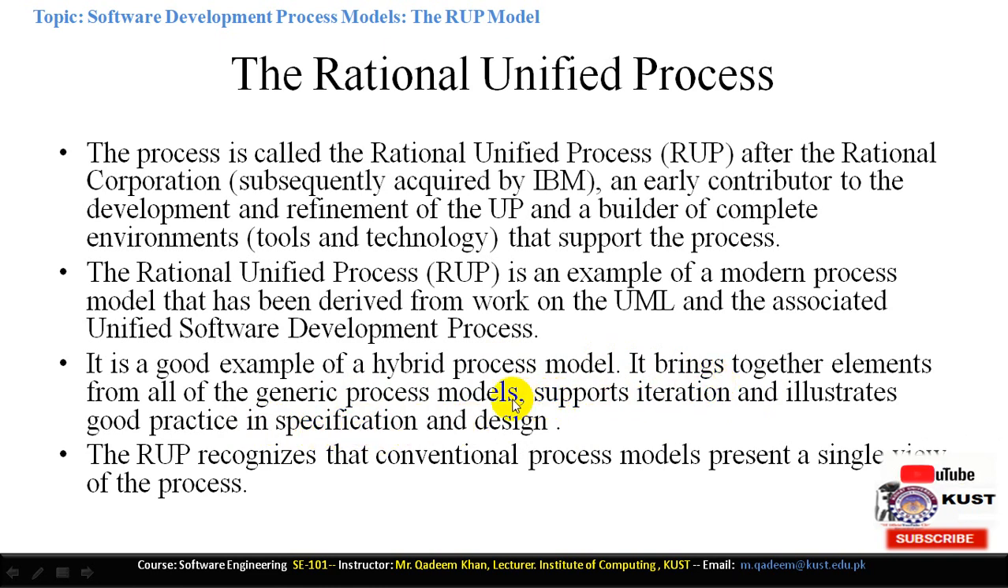So good practices means that here you will use the UML concepts in the development by using the specification and designing. Specification here means the requirement specification, that is, what the different requirements of the customers are. The RUP recognizes that conventional process models represent a single view of a process. Basically, single view of the process means that it utilizes all the concepts in just one process. That is the UML concepts, the development concepts, and also specification and designing concepts.